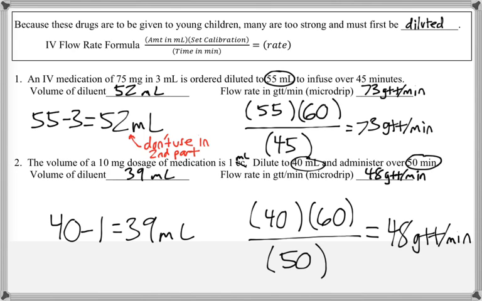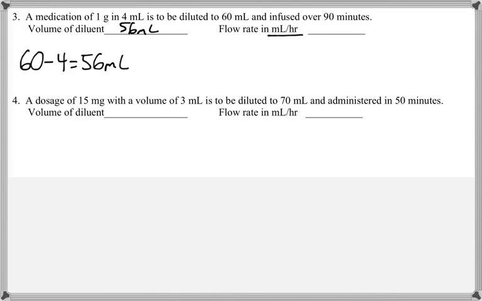So on the previous questions, they were in GTT per minute, which means you had to use the formula. But on this one, it's in mLs per hour, so it's a little bit different. We're not going to be using the formula. So if we look at what we know, the 60 mLs is infusing over 90 minutes. So we know that it's 60 mLs over 90 minutes.